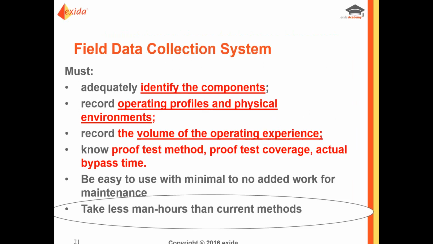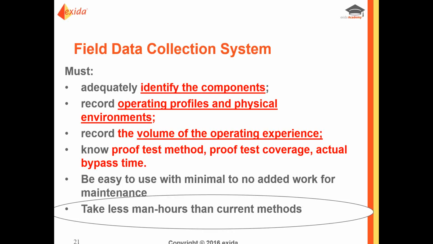What is a good field failure data collection system? Well, you must identify the components. You must record operating conditions, let's say, the application and the physical environment, because variations in both of those will have an impact on the failure rate. You have to record the volume of operating experience. In other words, how many unit operating hours do you have?